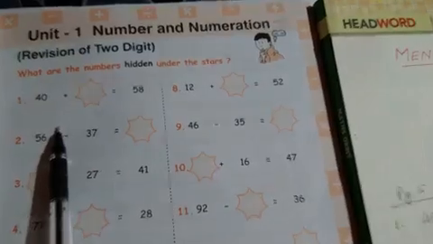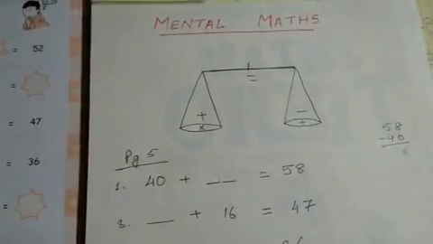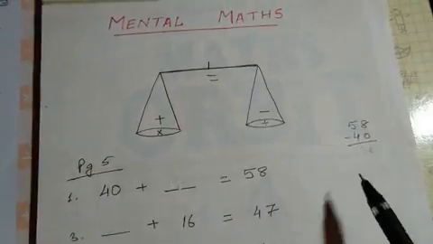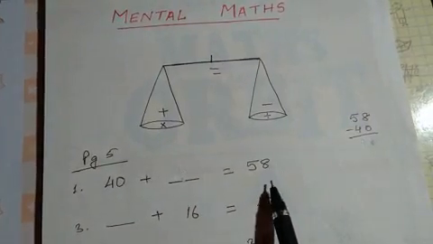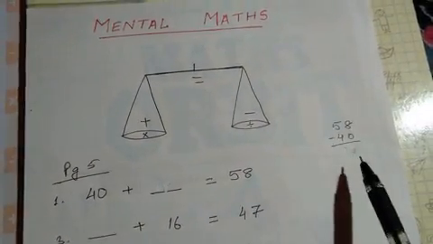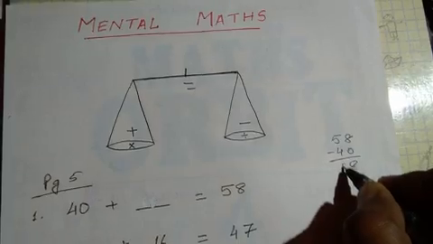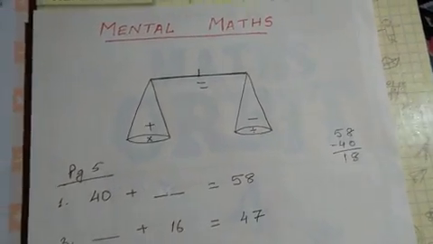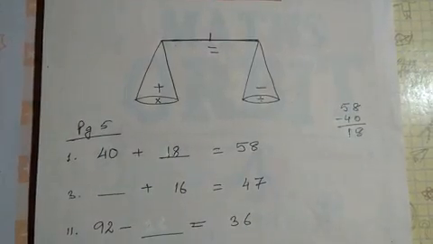The first question says 40 plus dash is equal to 58. Now, when this 40 is with a plus sign and goes to the other side, it becomes a minus. So I have subtracted here. 8 minus 0 will be 8 and 5 minus 4 will be 1. So this becomes 18. So 40 plus 18 is equal to 58.